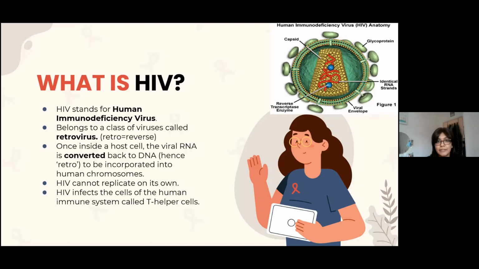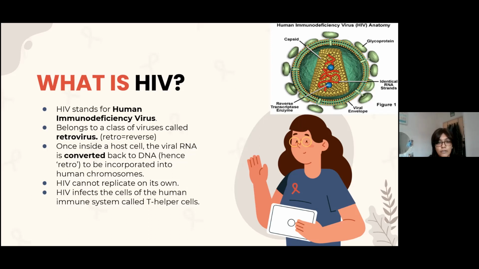Okay, so now I'll just briefly explain what is HIV. HIV stands for Human Immunodeficiency Virus. It belongs to a class of viruses called retrovirus. Retro means reverse. Once inside a host cell, the viral RNA is converted back to DNA to be incorporated into human chromosomes. So basically, this retrovirus works in a back to front way. How does it work? The retroviruses store their genetic information using RNA instead of DNA, meaning they need to make DNA when they enter a human cell in order to make new copies of themselves.